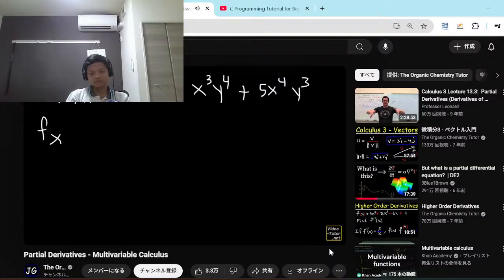The partial derivative with respect to x is symbolized by f sub x. Now in order to find it, every other variable, in this case y, you need to treat as a constant. You only treat x as a variable. Everything else, you view as a constant.